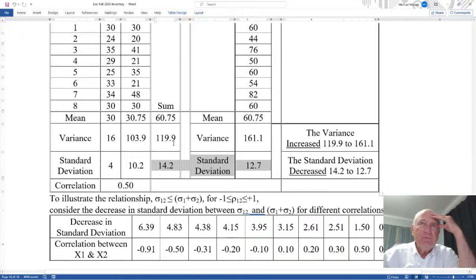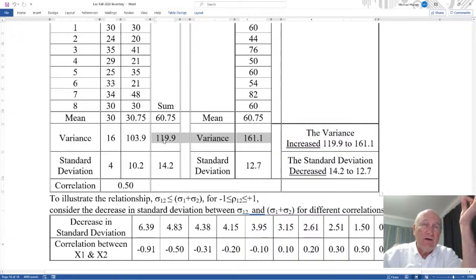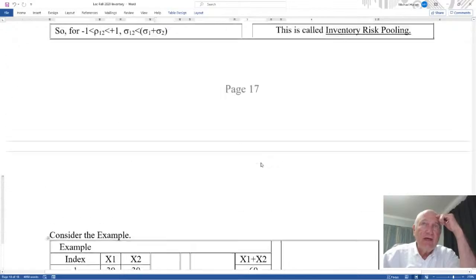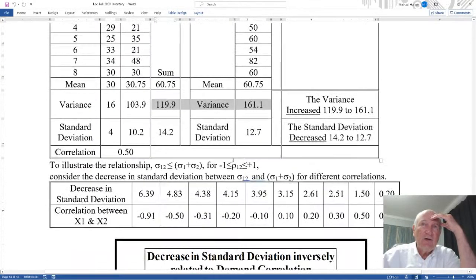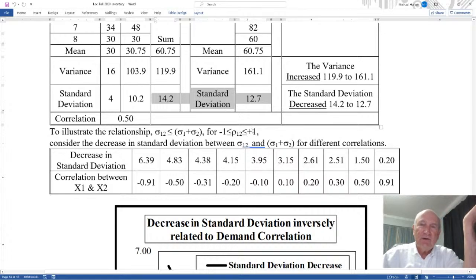The idea here is the variance of the combined will always be greater than the variance of the individuals. But it can also be shown, and I do that up here, that the standard deviation of the combined will usually be less than the sum of the standard deviations of the individual ones. And if the standard deviation is lower, then the safety stock is lower, because that's in your safety stock.